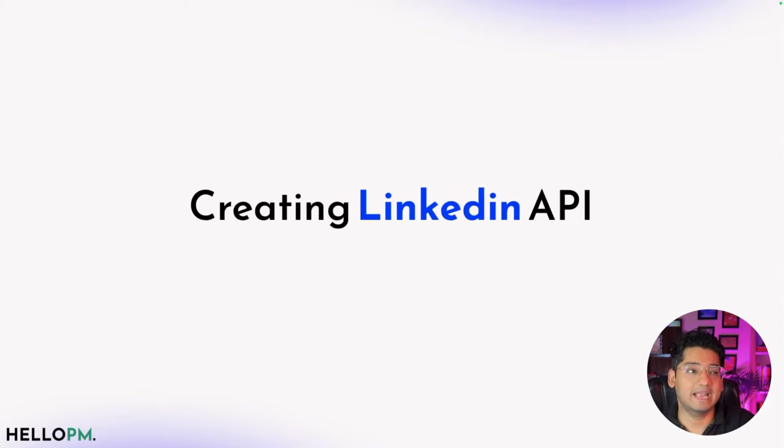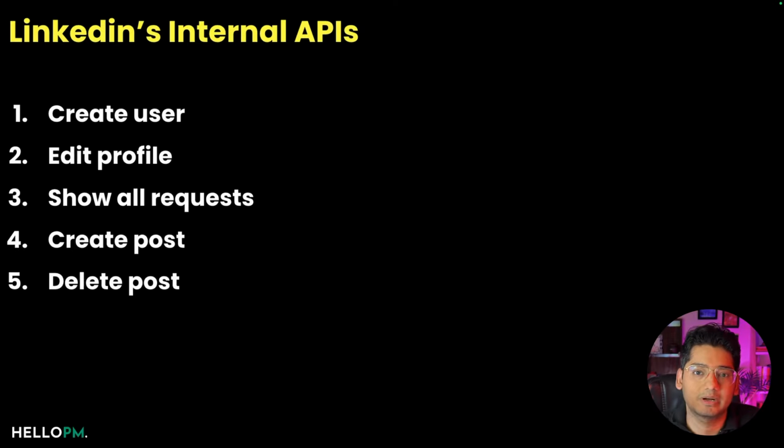Now we'll go ahead and try to create a LinkedIn API. We'll only consider 4 use cases. We'll first talk about if someone signs up on LinkedIn, what are the possible APIs that are called. Then we'll talk about edit profile. If someone wants to edit their profile on LinkedIn, what is going to happen at the API. If I want to see all of my friend requests or connection requests, what is the kind of API that is being built over there? Then we'll talk about create post and delete post.